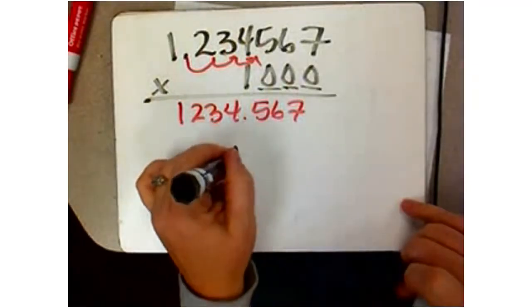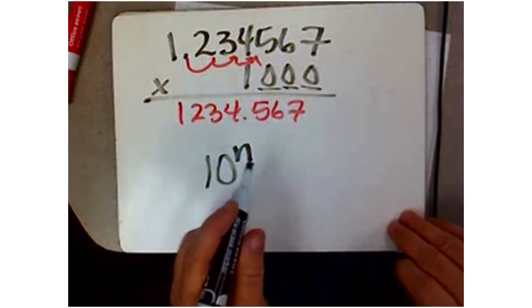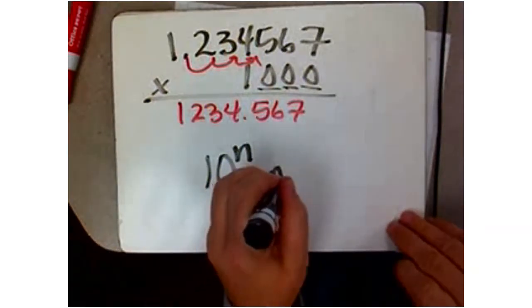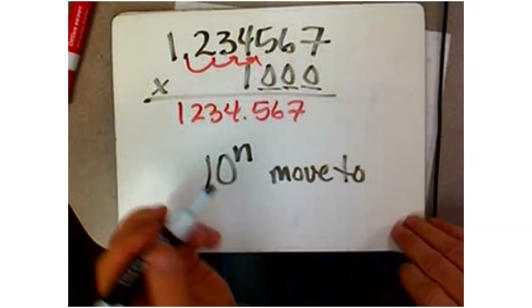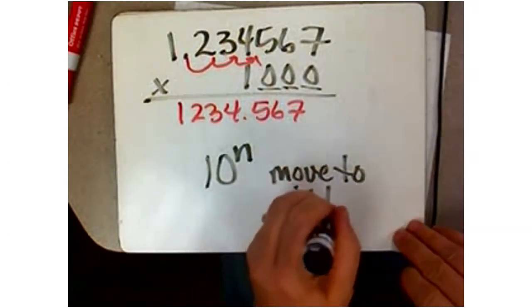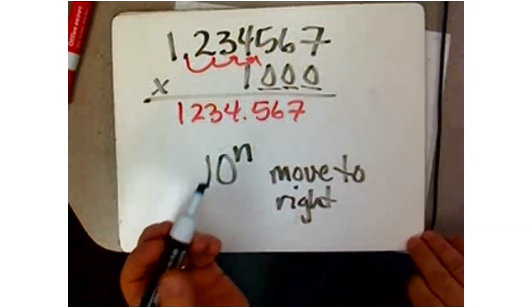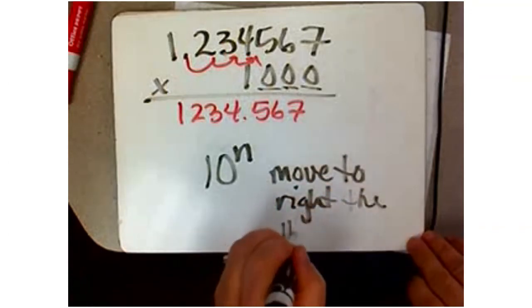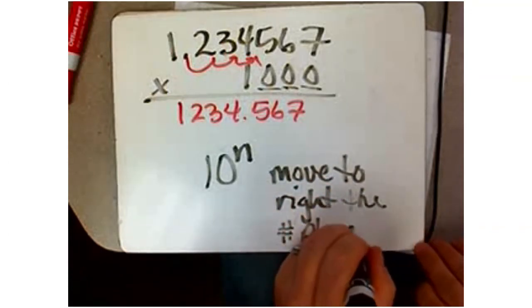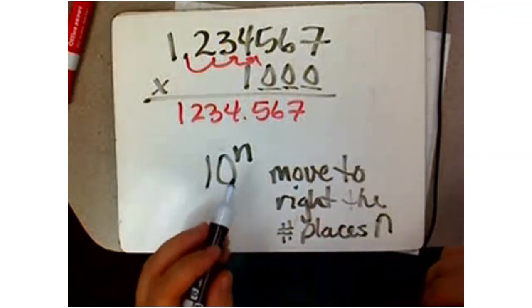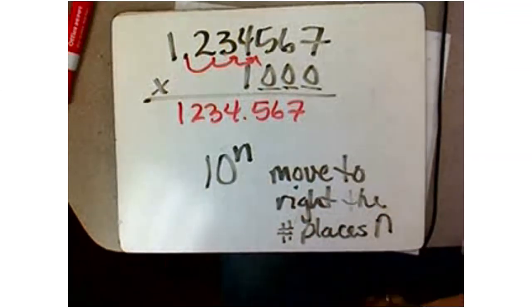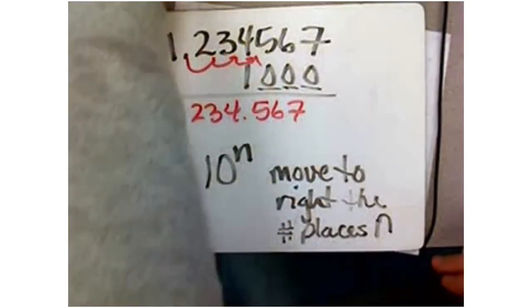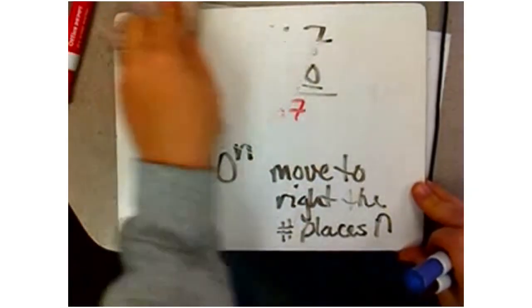So the rule is multiplying a decimal number by 10 to the power of anything, like 10 to the power of n, you move the decimal to the right because it's getting bigger, right? When we multiply by a whole power of 10, you move the decimal to the right the number of places of n, right? So if it was 10 to the power of 11, you would move the decimal over 11 places to the right. So that's how you multiply by the power of 10.